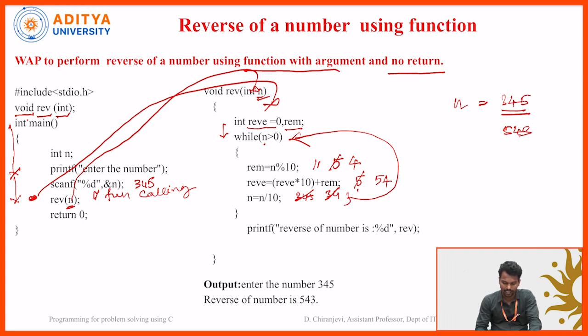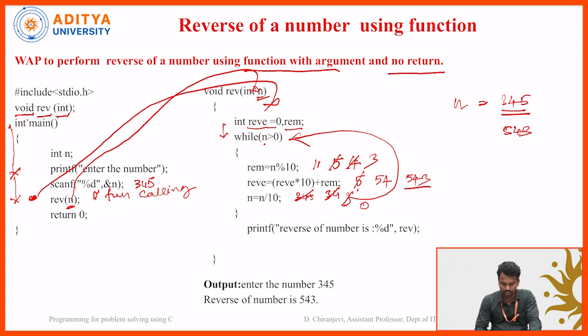Now again it will go and check, 3 greater than 0, true. So 3 mod 10, you will get remainder 3. The updated reverse value is 54. 54 into 10 is 540 plus the remainder, that is 3. So you will get 543 as the updated REVE value. Then n by 10, so 3 by 10, you will get the updated value 0. Now again it will check the condition, 0 greater than 0, false.